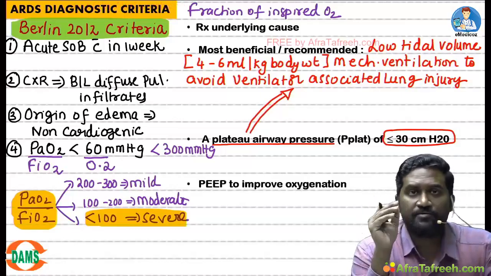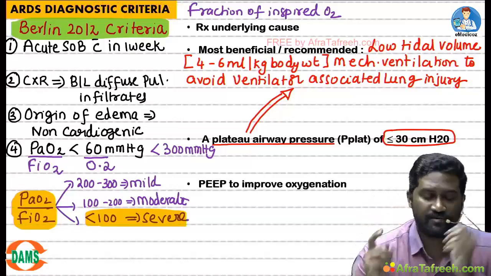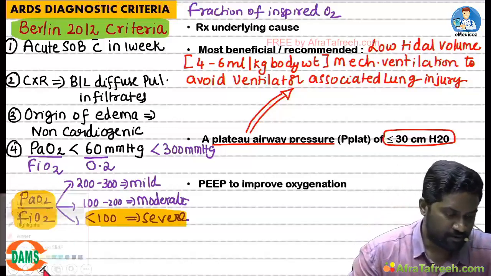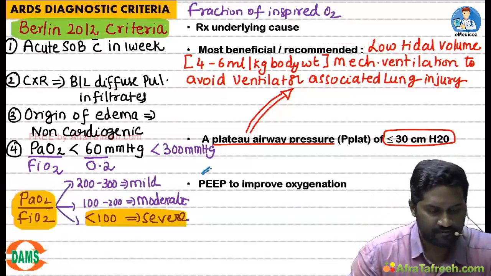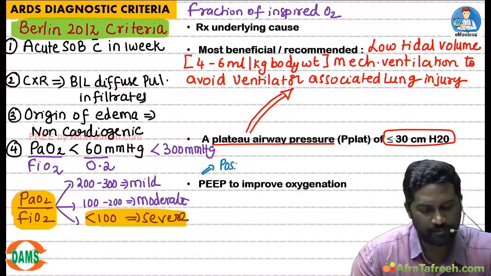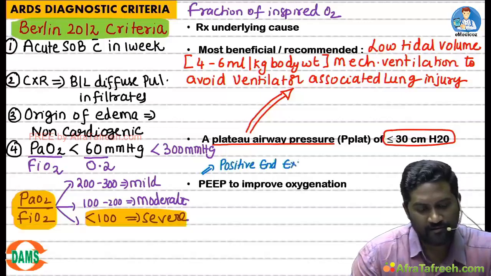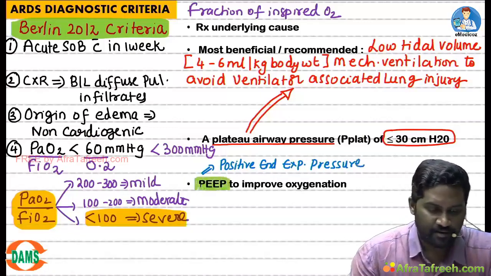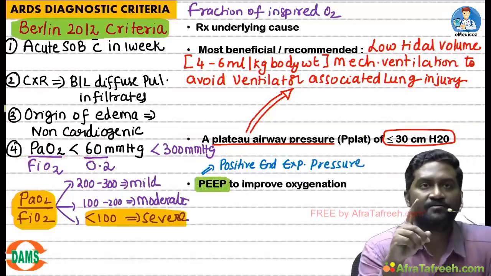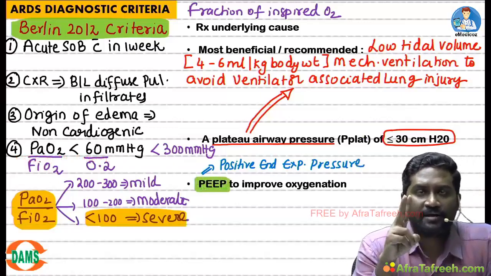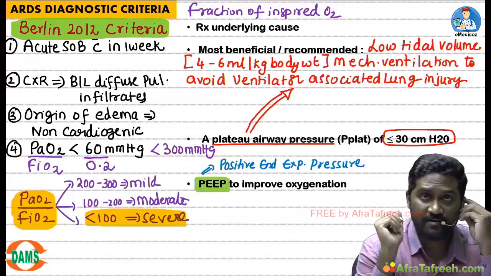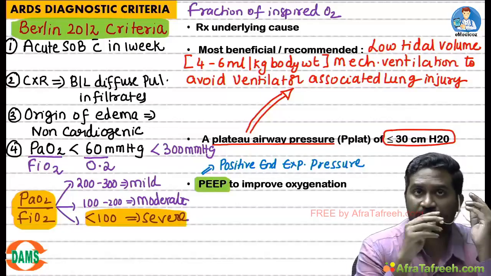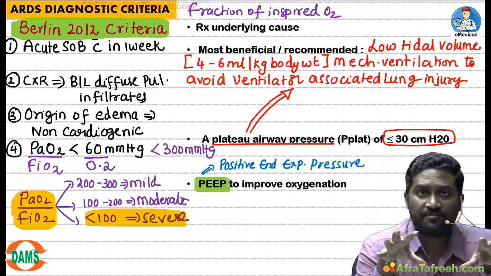And then you should also provide PEEP. What is meant by PEEP? Positive end expiratory pressure. So PEEP should be provided. What is the advantage of PEEP in ARDS? Like I told you previously, in ARDS, both type 1 and type 2 alveolar epithelial cells are damaged. Whenever type 2 cells are damaged, the function of surfactant decreases.